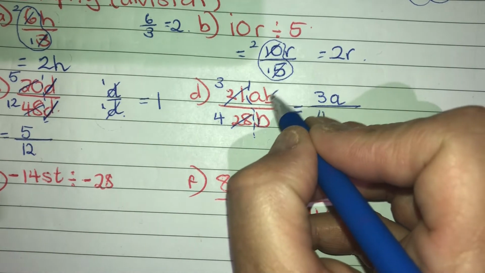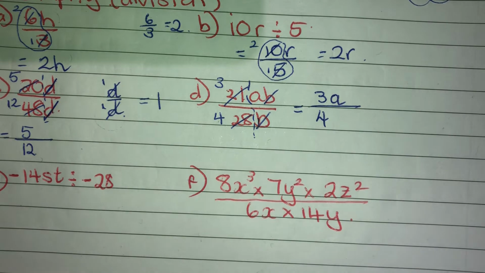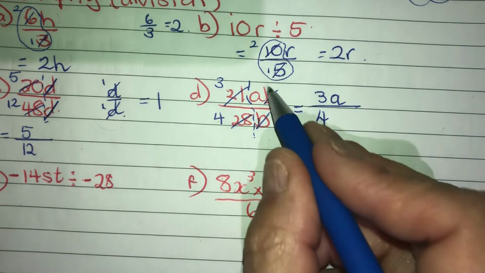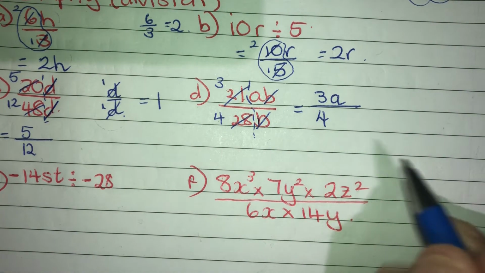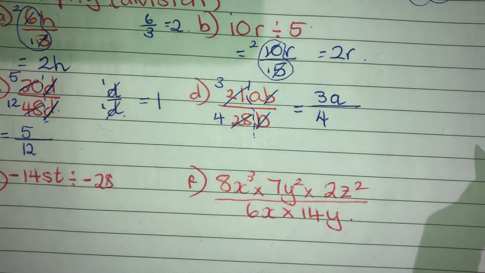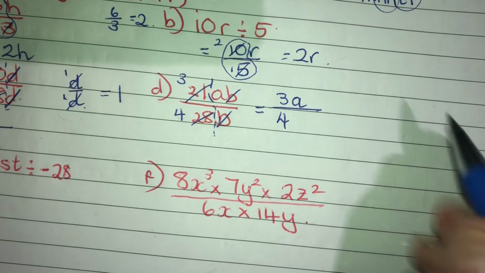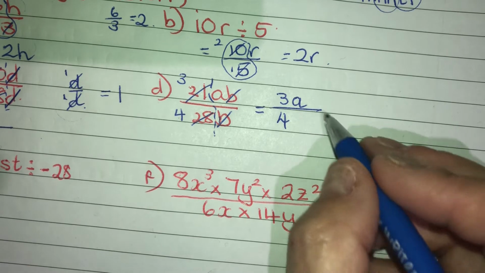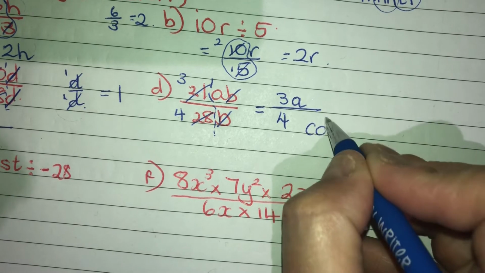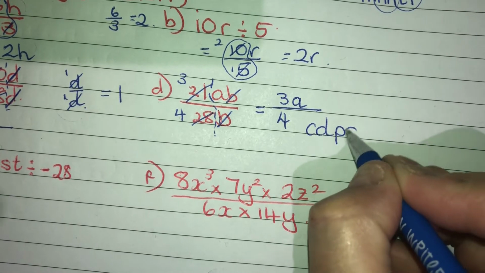If there's 1 on the top, you can cancel with 1 on the bottom. So the B's are gone, all right? So your answer's 3A over 4. It could be, though, like just this extra little idea which will help you.